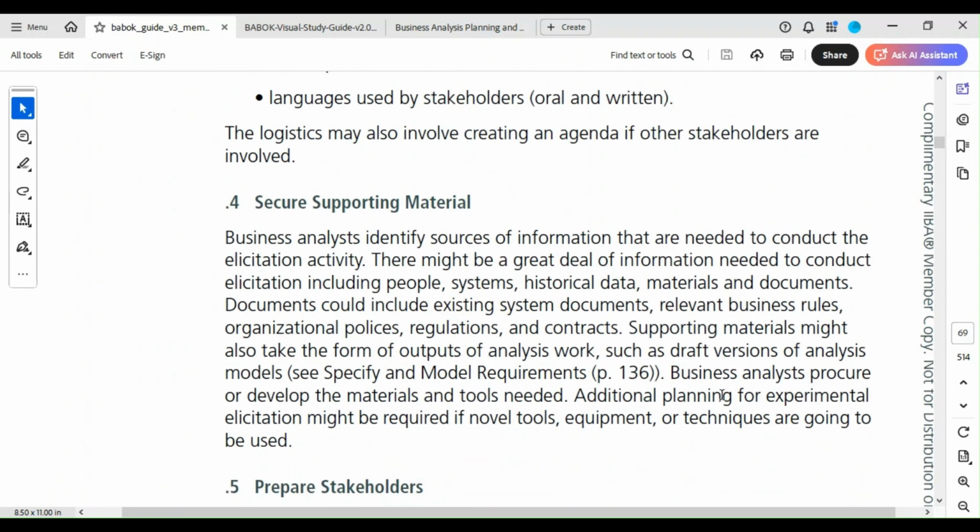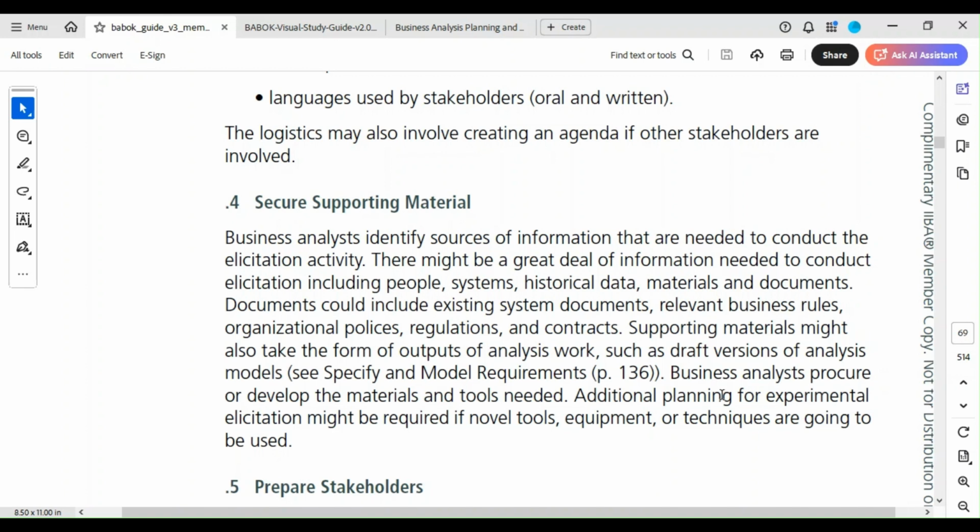Secure supporting material. Business analysts identify sources of information that are needed to conduct the elicitation activity. There might be a great deal of information needed to conduct elicitation, including people, systems, historical data, materials, and documents. So you may want to look for all these historical data that would help you in elicitation, maybe provide it to your stakeholders so that it will be a point of reference for you guys when you are doing the elicitation. Documents could include existing system documents, relevant business rules, organizational policies, regulations, and contracts.